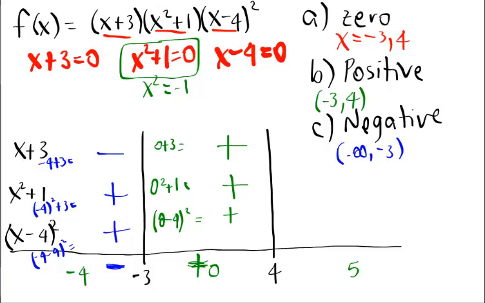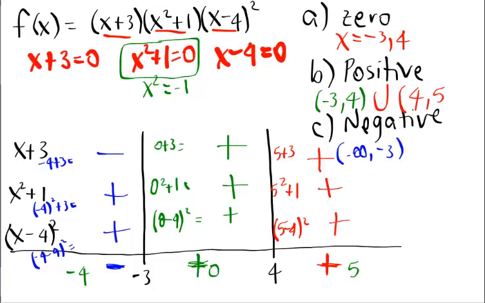And then check the last one. So we're going to do 5 plus 3, positive or negative. We're going to do 5 squared plus 1, positive or negative. We're going to do 5 minus 4 squared, positive or negative. And these are all positive. So where is this graph positive? From 4 to 5. Remember, it's 0 at 4, so we cannot include the 4.